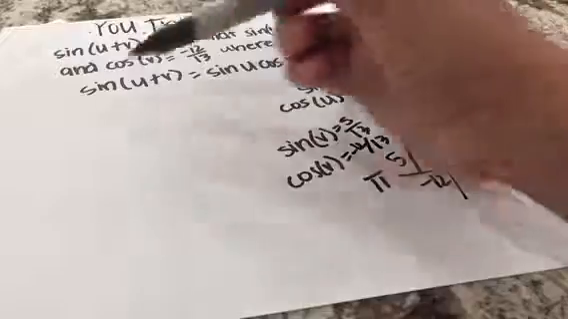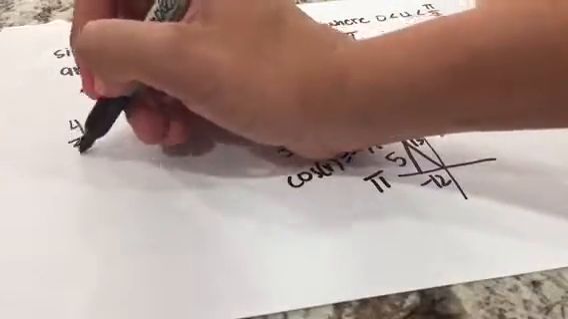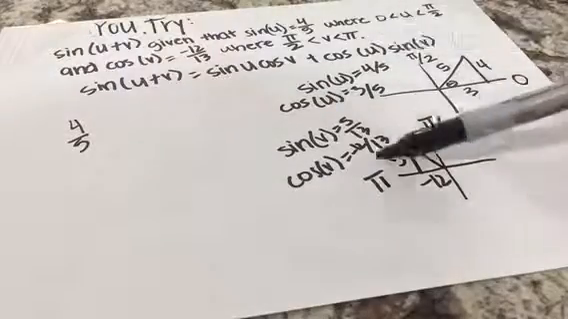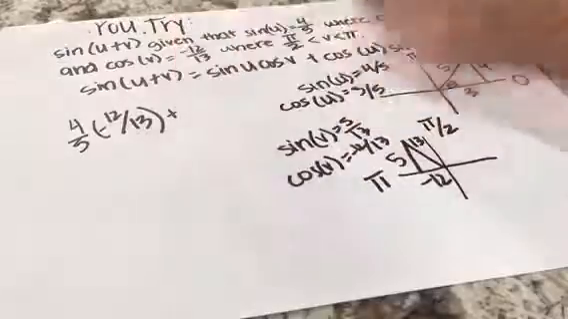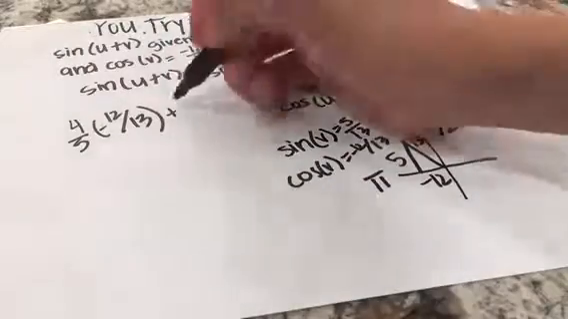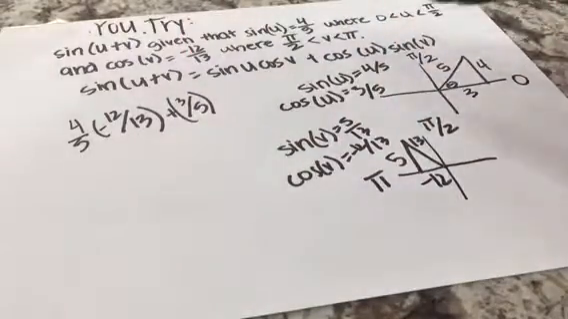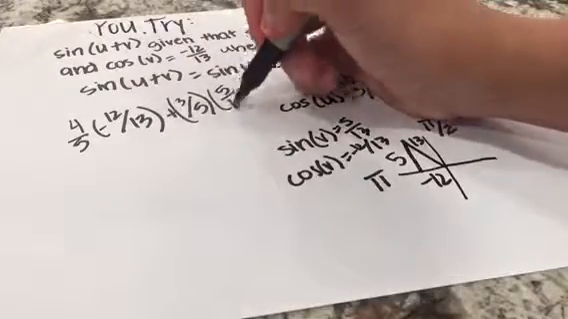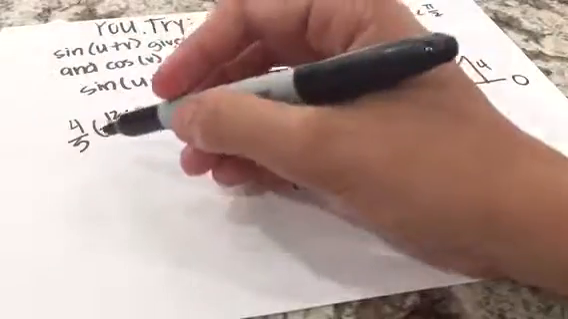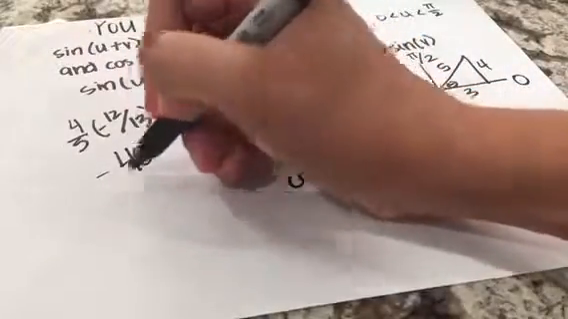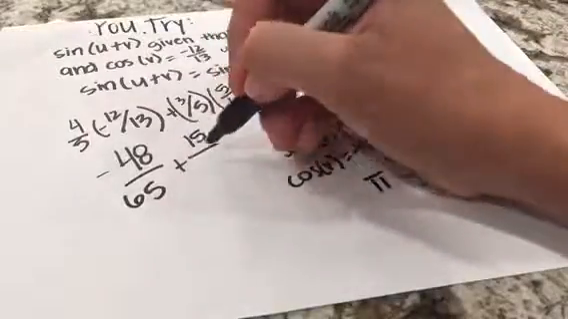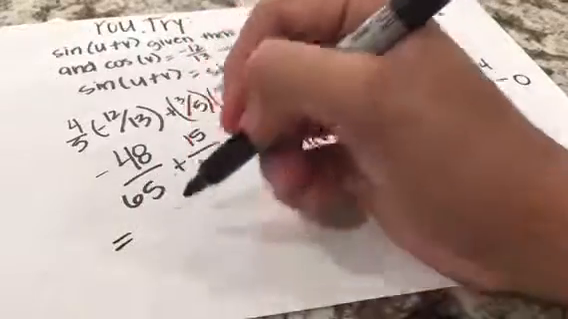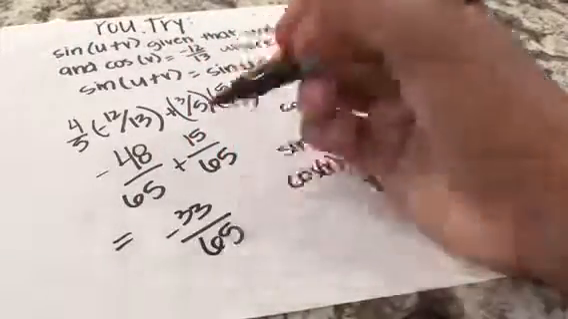Okay, so now we plug it into our formula. We have the sine of u, which is 4 over 5, times the cosine of v, which is negative 12 over 13, plus the cosine of u, which is 3 over 5, times the sine of v, which is 5 over 13. Now we just multiply them. This comes out to be negative 48 over 65, and this is 15 over 65. Now we add them up, which equals negative 33 over 65. And that is your answer.